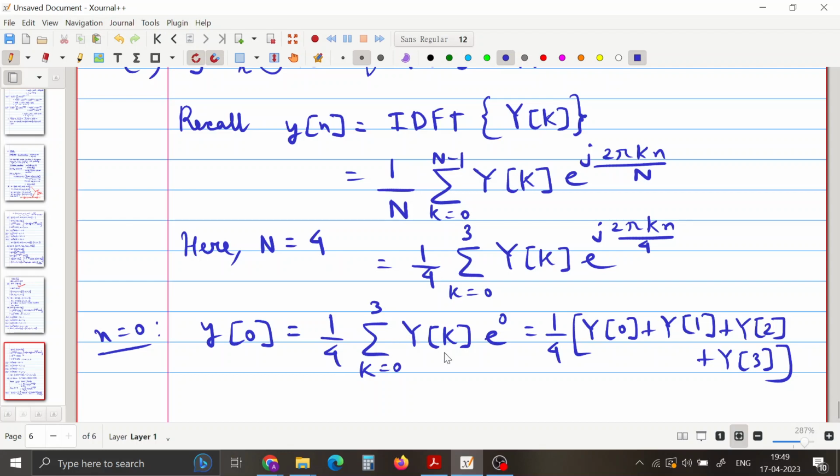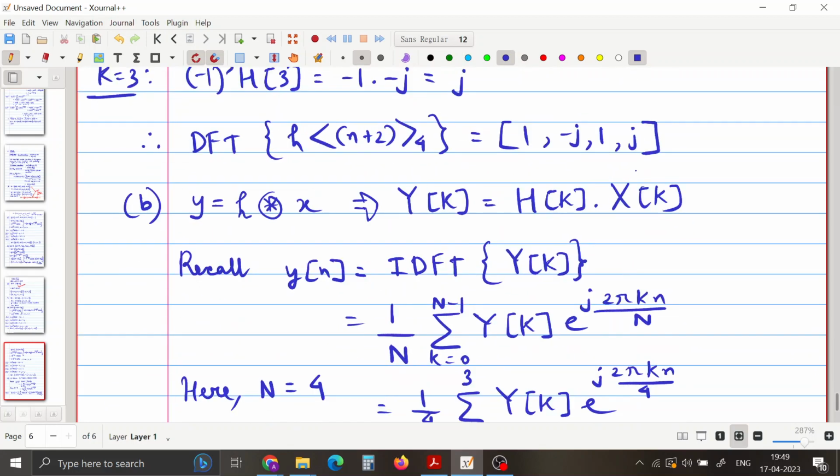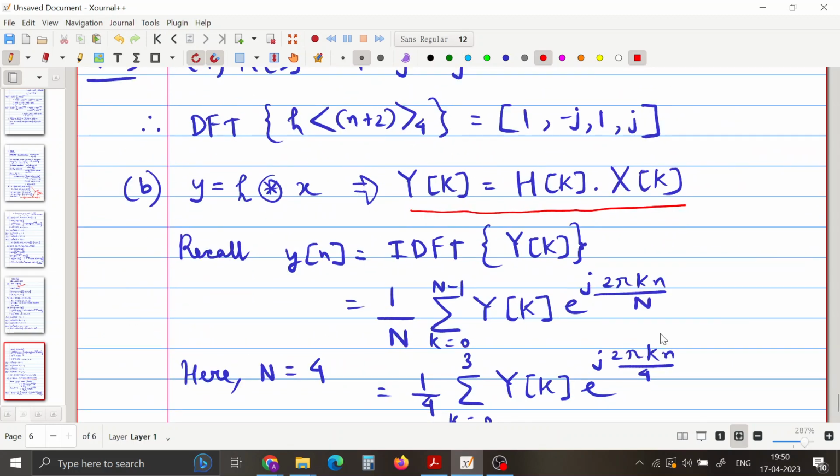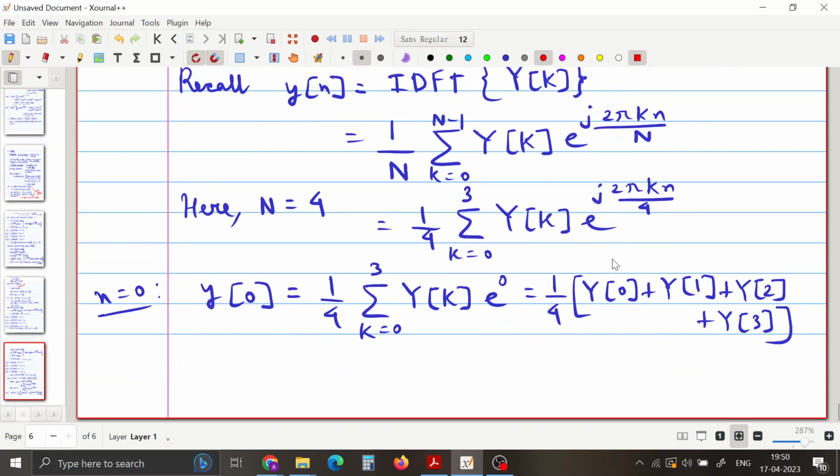Now what are these capital Y of 0, capital Y of 1? See, in the first line here, I am underlining this line. We have already written that capital Y of k is simply the product of the DFT coefficients of capital H and capital X, right? So just use that. If you put k equals to 0, you get capital Y of 0 is nothing but capital H of 0 times capital X of 0. And similarly for other values of k also, you can just take the product.